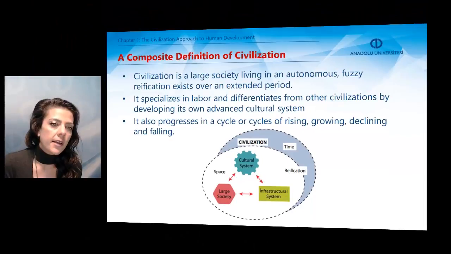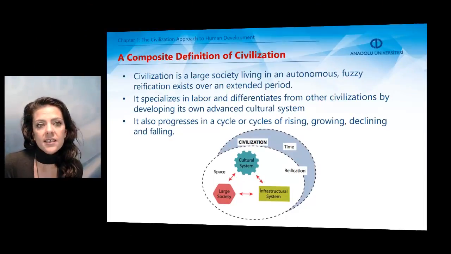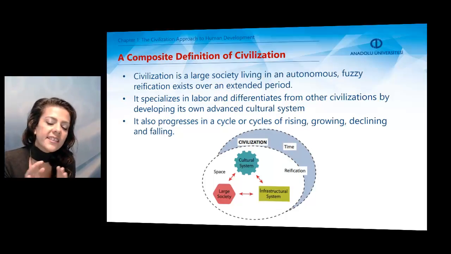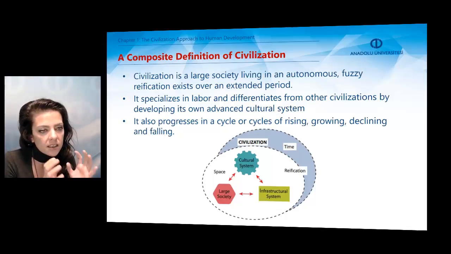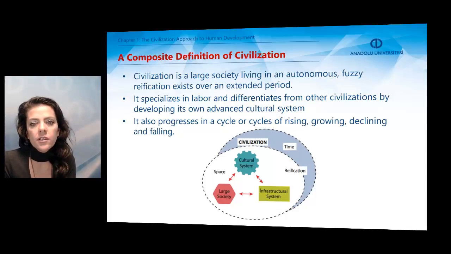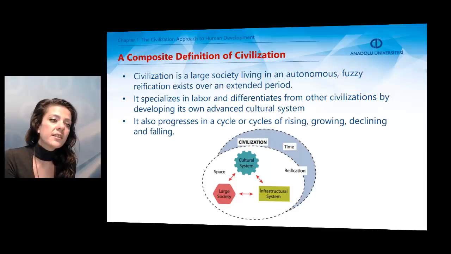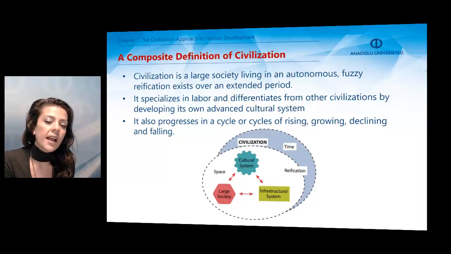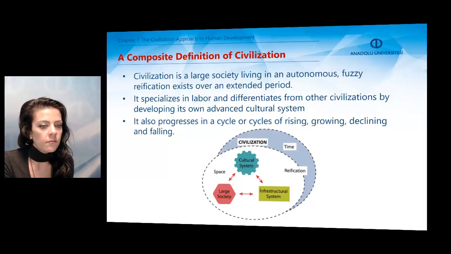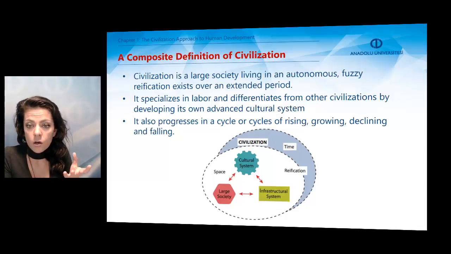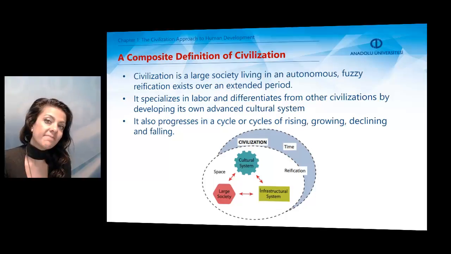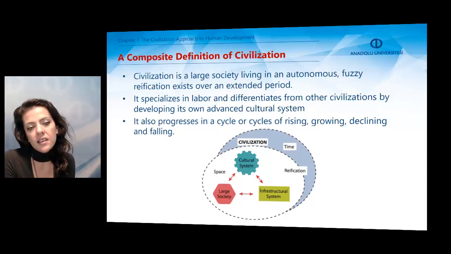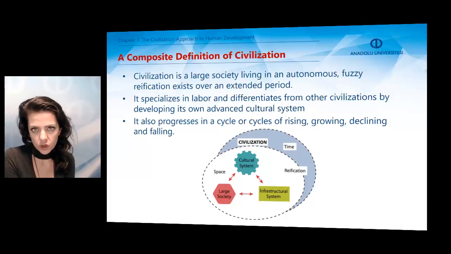From a more composite definition, civilization is a large society living in an autonomous, fuzzy reification that exists over an extended period of time. Not only that, it specializes in labor and differentiates from other civilizations by developing its own advanced cultural system. It also progresses in a cyclical manner, in cycles of rising, growing, declining, and finally falling. Here you can see in this diagram a composite definition of civilization.